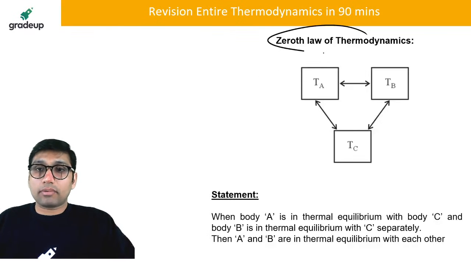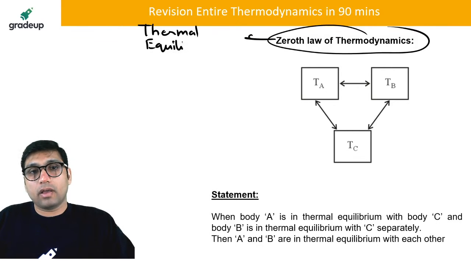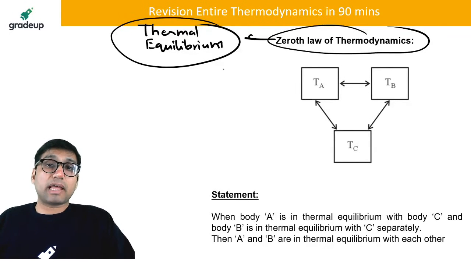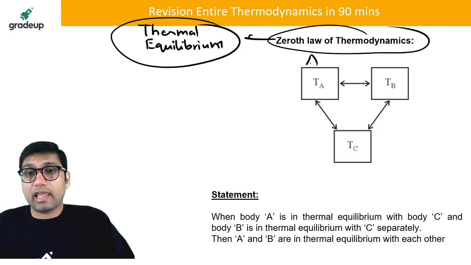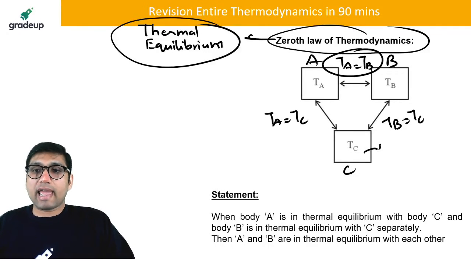Okay. But the zeroth law of thermodynamics is based only on thermal equilibrium, that is, equality of temperature. So if there are three different bodies, body A, body B, and body C, and body A is in thermal equilibrium with body C and body B is in thermal equilibrium with body C, then body A will also be in thermal equilibrium with body B. Here the third body acts as a thermometer.